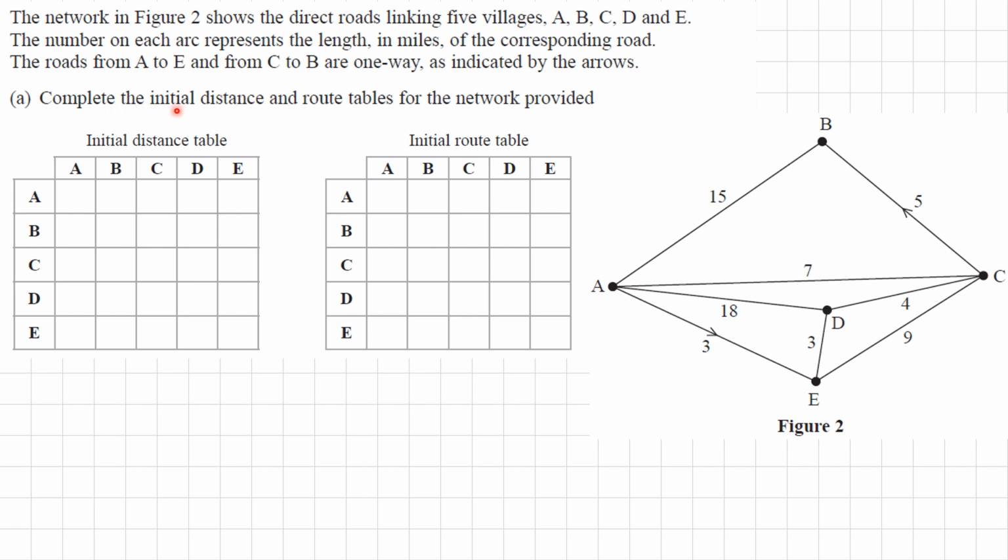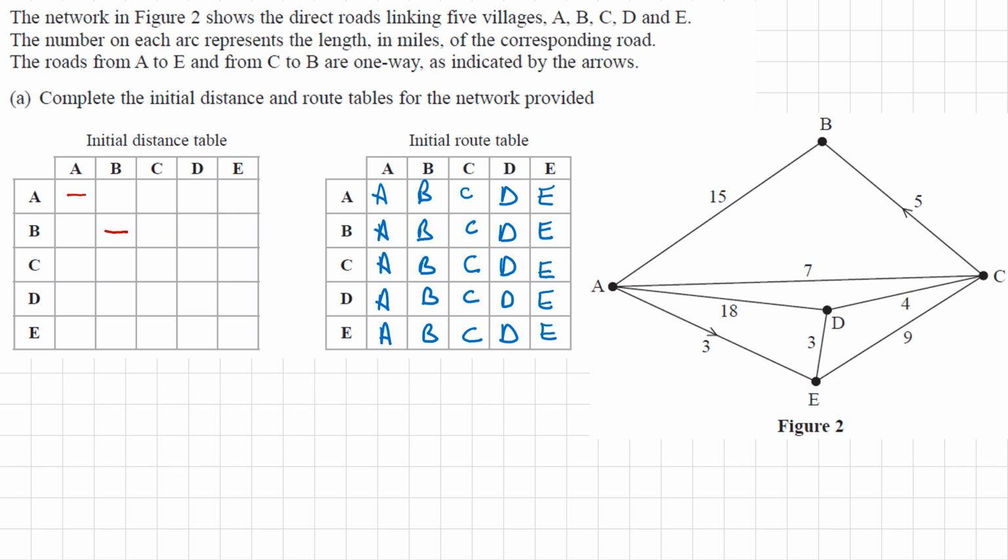Part A. Complete the initial distance and route tables for the network provided. Okay, we'll start with the easier part, which is filling in the initial route table, and that's just going to be copying the column headings into each column. So we'll have A's in the first column, B's in the second column, and so on. Now we'll move on to the initial distance table. Now remember that a town or a node or vertex going to itself, we just put a dash in.